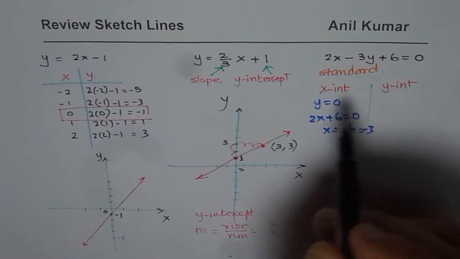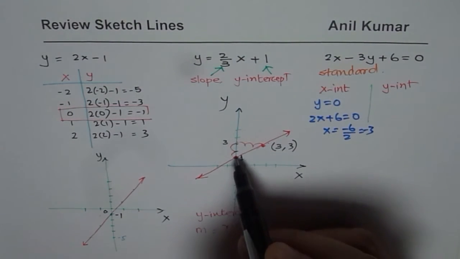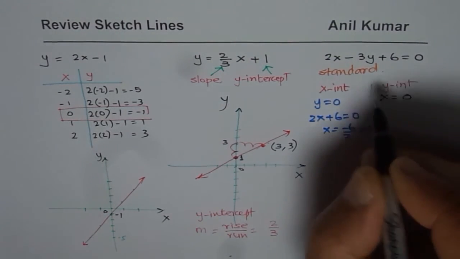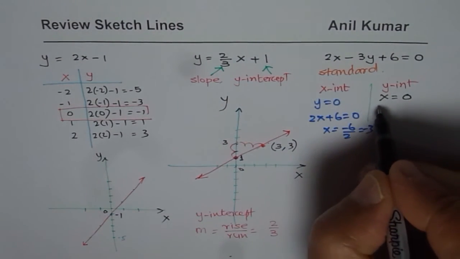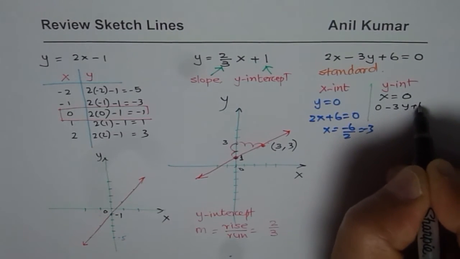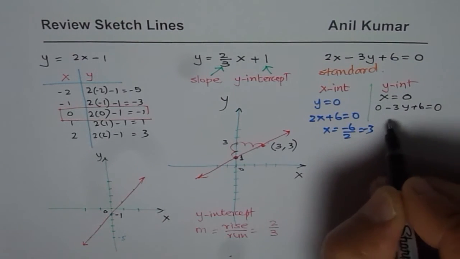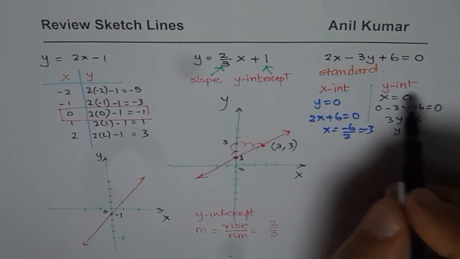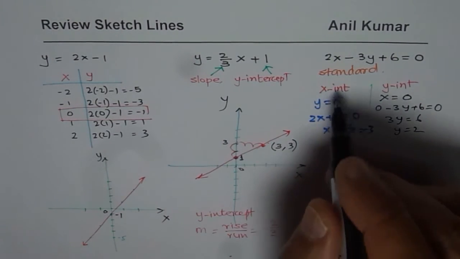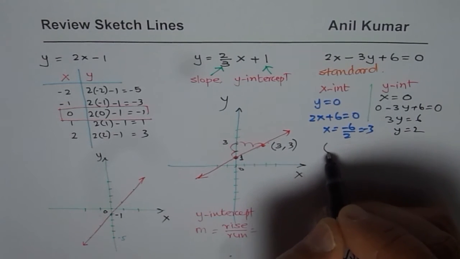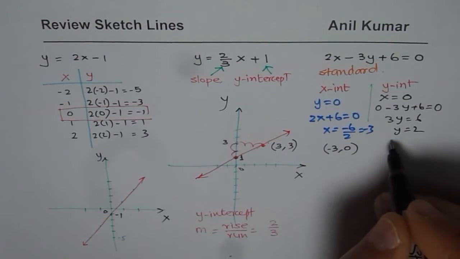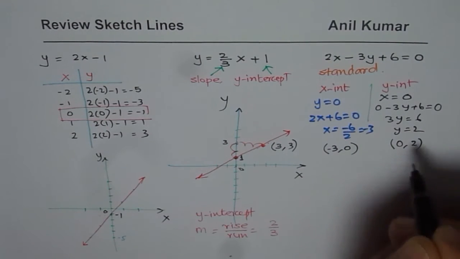Now similarly, let us find the y-intercept. The y-intercept is a point where the line crosses the y-axis. At that point, x value is 0. So we'll substitute x equals 0 in this equation. So we get 0 minus 3y plus 6 equals 0, or 3y equals 6, y equals 2. So what we get are these 2 points. The x-intercept is at minus 3, so the point is minus 3, 0. The y-intercept is at 2, so the point is 0, 2, right?